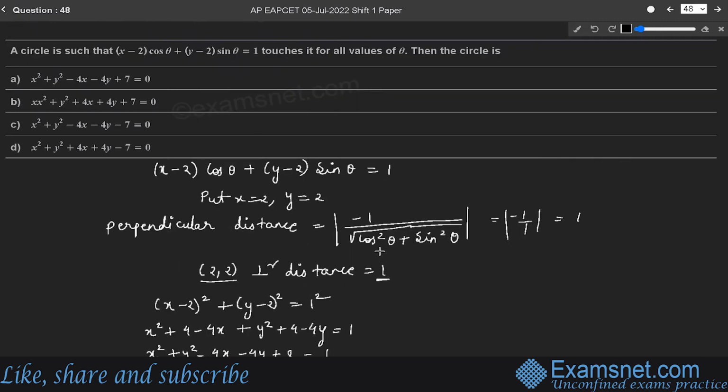Therefore, we can say that out of all the options, option number C is the correct option here, which is x square plus y square minus 4x minus 4y plus 7 is equal to 0. Option number C is the correct option here.